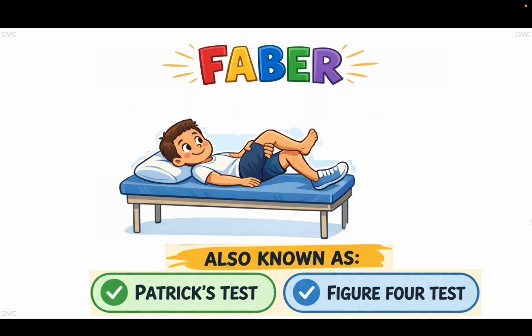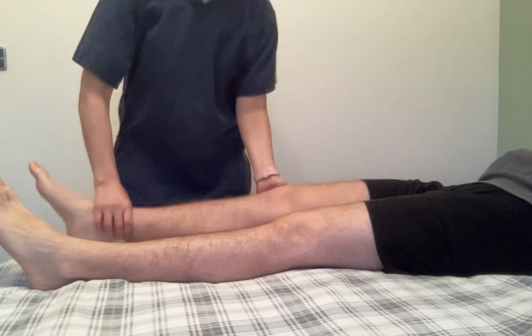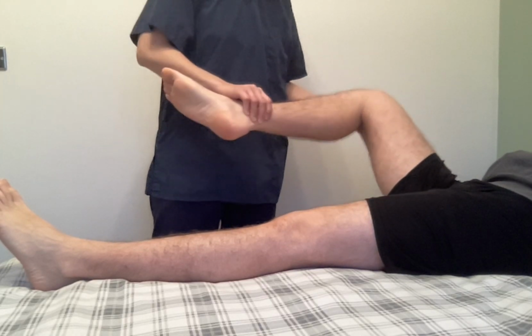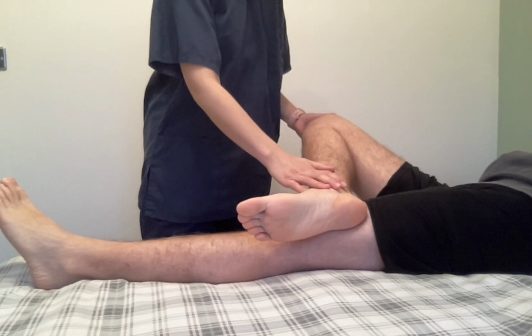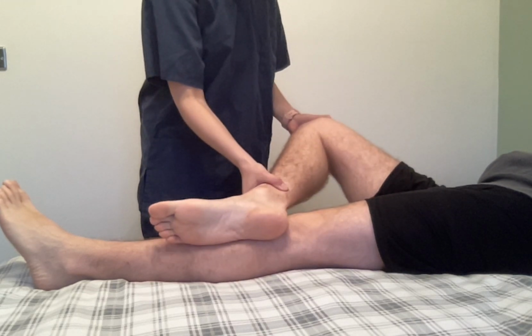But the FABER name itself is also very helpful in aiding you to remember the maneuvers that you will need to do. F for flexion of the hip, A for abduction of the hip, and finally ER for external rotation of the hip. That's where the name FABER comes from. So flex the patient's hip, abduct it, and externally rotate it, and let the foot gently lie on the patient's contralateral knee, or just below the knee if this feels too difficult or uncomfortable.